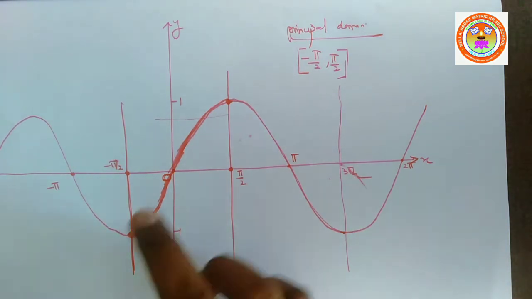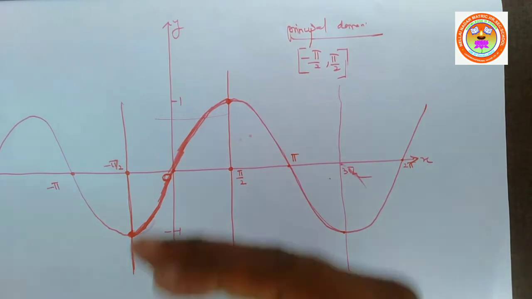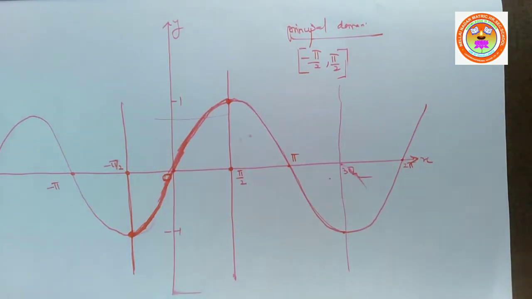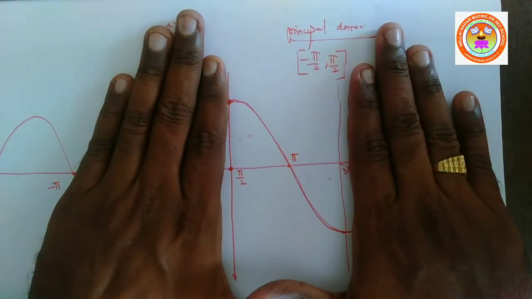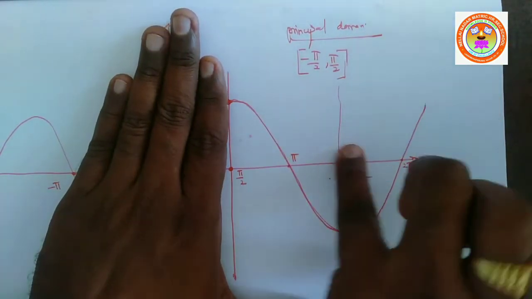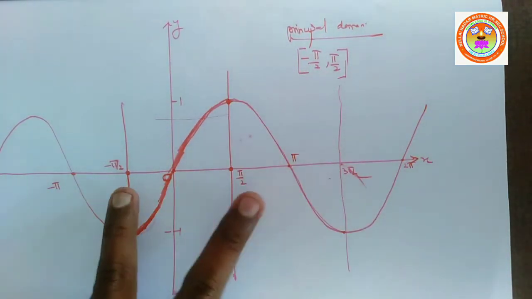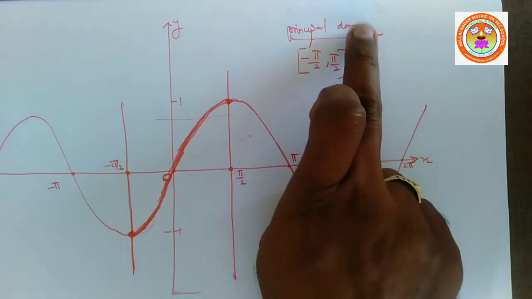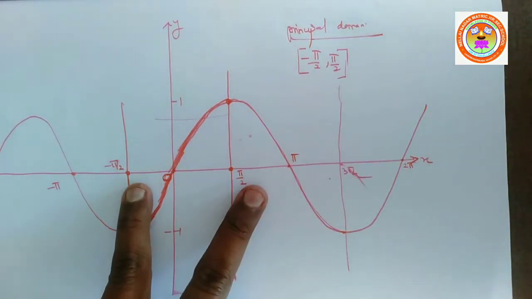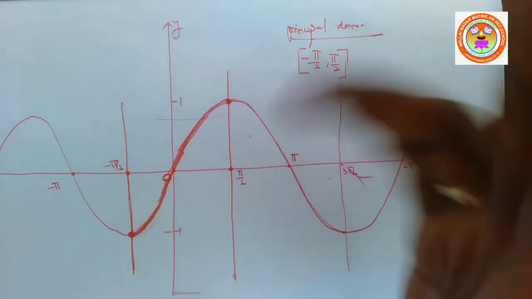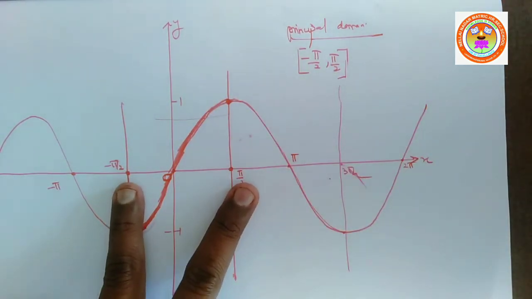The second rule: covers the origin. Third: it does not affect the range. The third is not necessary, but I am telling. Some will ask, sir, can we take from year to year? Yes, it is 1 to 1, but it does not cover the origin. So we only take minus pi by 2 to plus pi by 2. Since it is domain, we need to see the x-axis only.